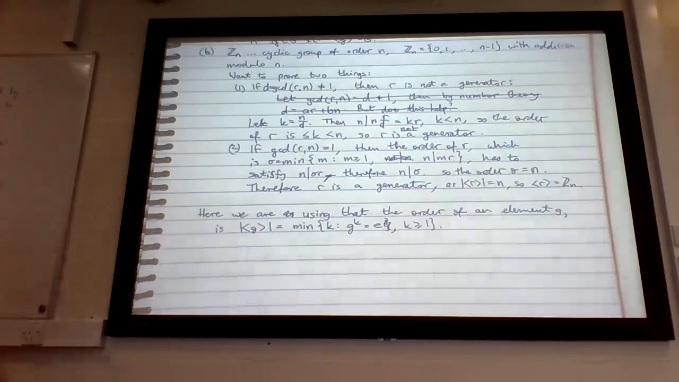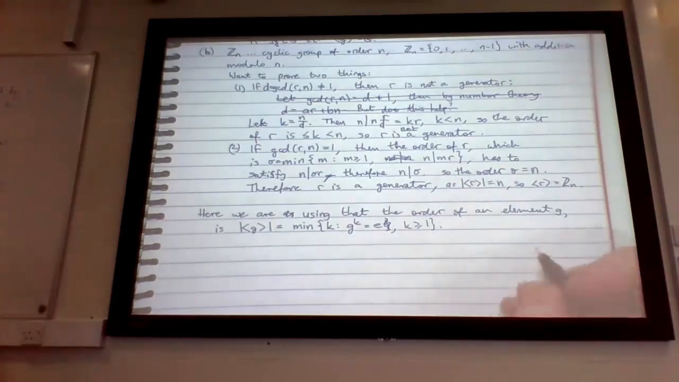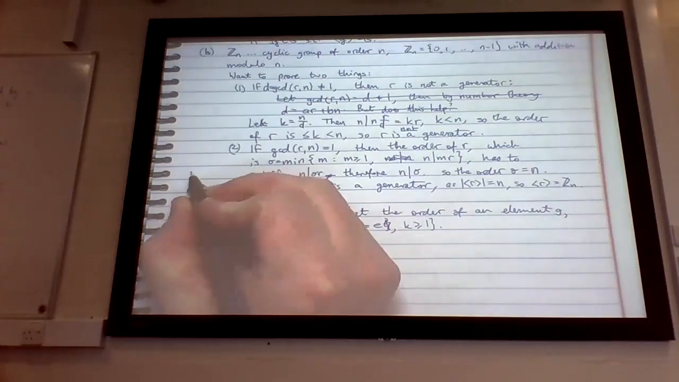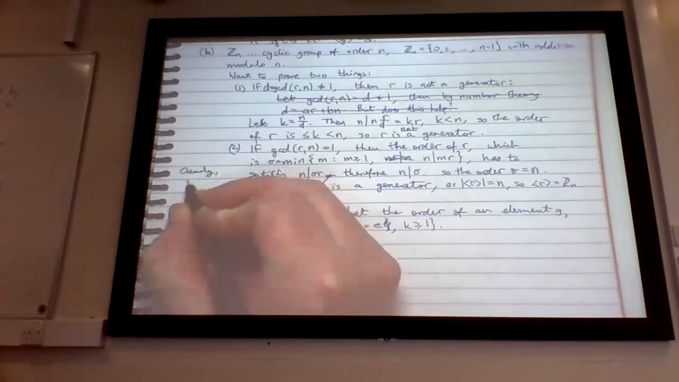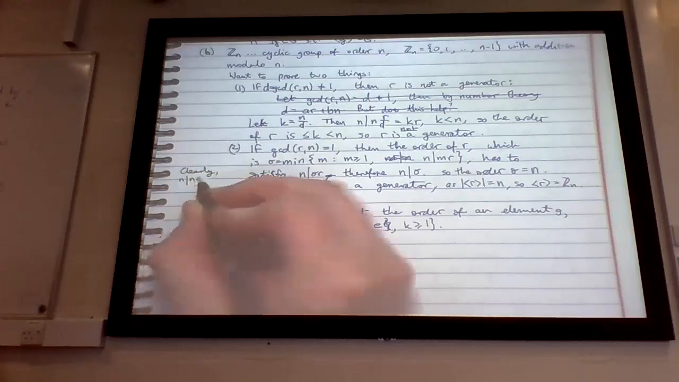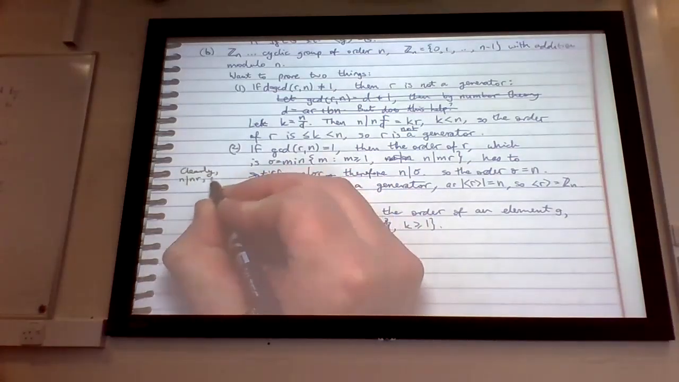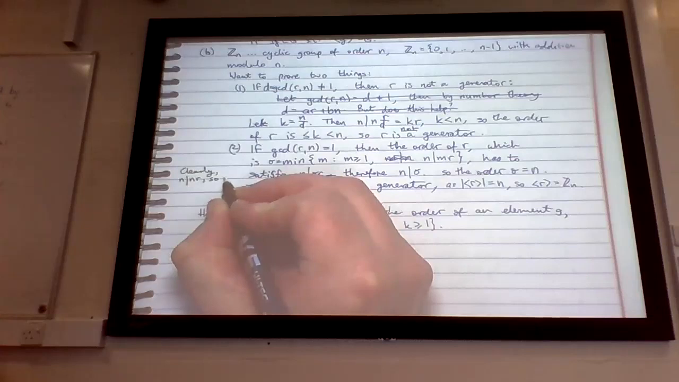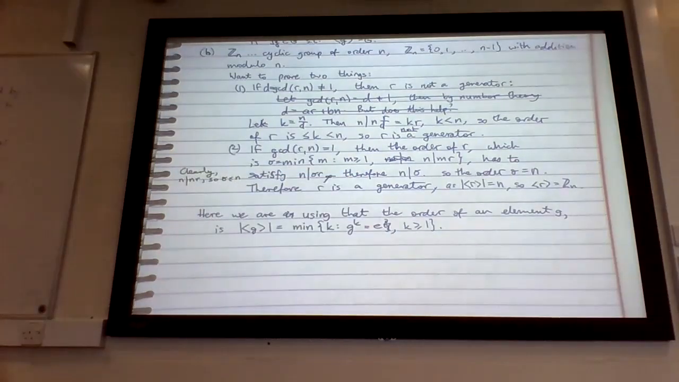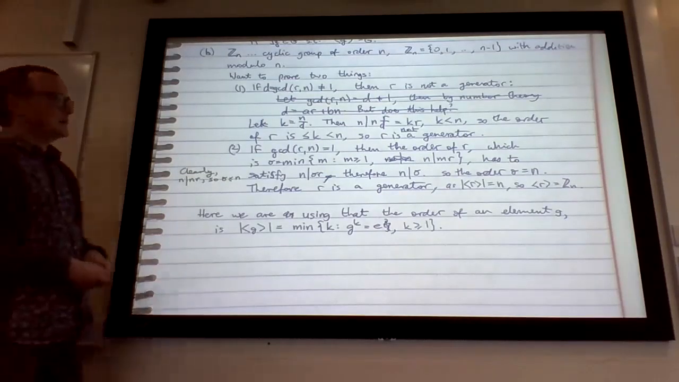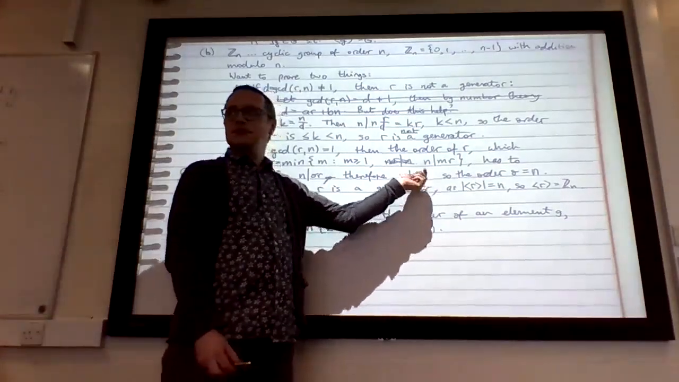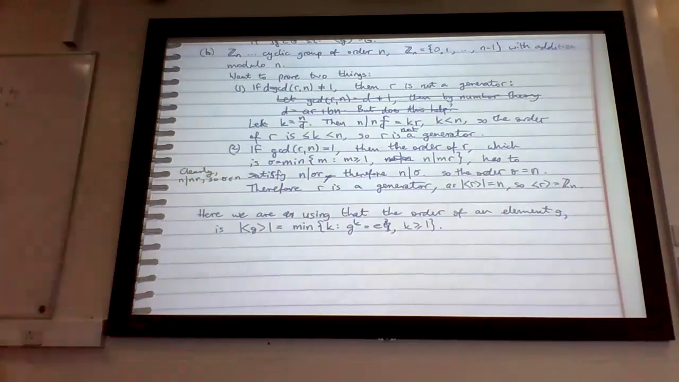Mind if I augment? Just say, clearly, n divides nr. So the order is less than or equal to n. It divides n, but it's less than or equal to n. And here he has the other way around, n less than or equal to the order, so you can conclude that there.